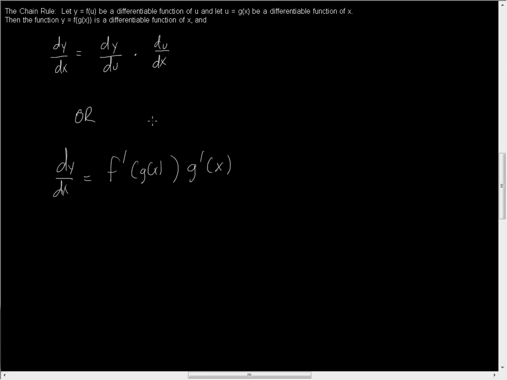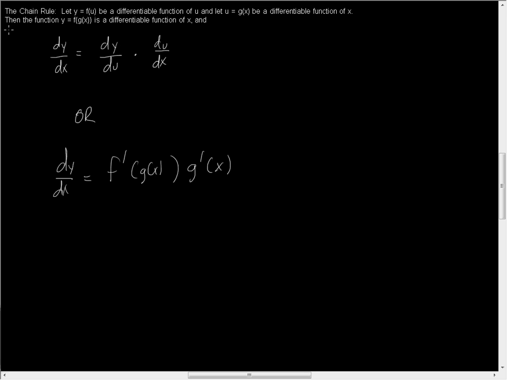And so this is what the chain rule says. Let y be a differentiable function of some other function u, and let u also be a differentiable function, but of x. So then the function y is the composite, f of g of x, and it is a differentiable function of x. And so now what we're doing is we're embedding functions. Rather than looking at functions as being multiplied or divided or added or subtracted, we are now looking at functions of functions.